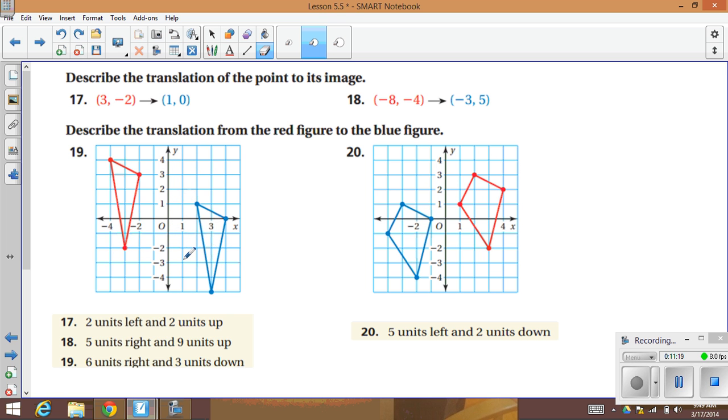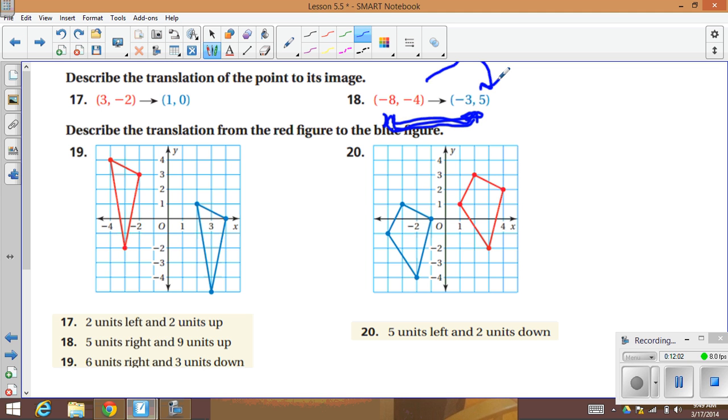Number 18, if we're at -8, -4, and we're going to -3, 5, if you have some graph paper there, you can chart that out. If I take a look at the x units here, if I'm at -8 and I want to go to -3, that's a 5 unit difference, is that correct? So I need to move 5 units to the right, and then from -4 to 5, I want to take a look at the y values.